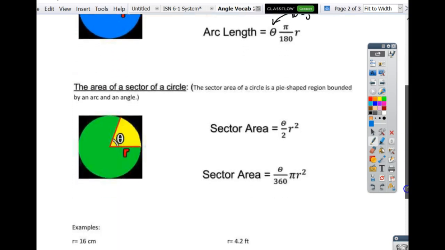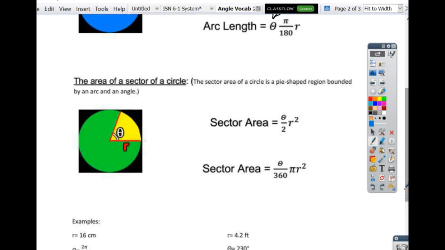So the sector area, the formula is theta over 2 times the radius squared, or pi r squared, so it's still the area, it's just a part of it. And this is if it's in radians, and this is if we start in degrees. Right, this is the area, that's just the crust. So there's two formulas, depending on what they're asking. They're either asking for arc length or sector area.